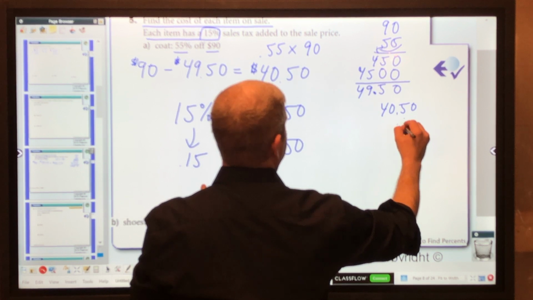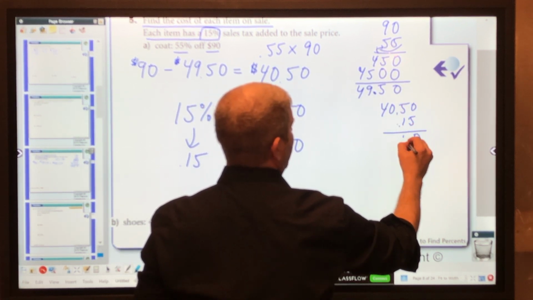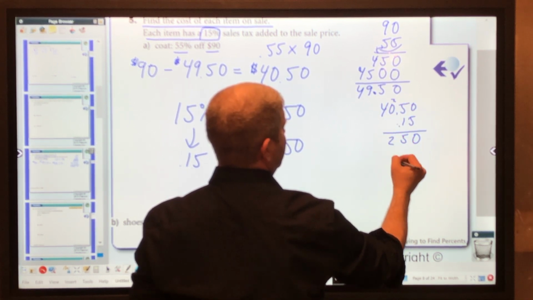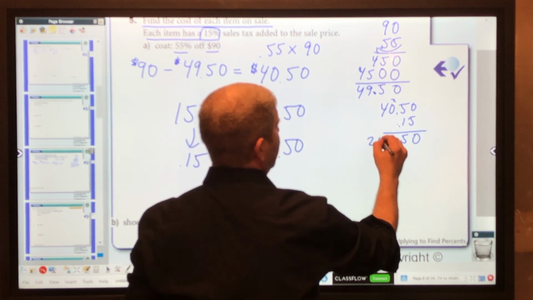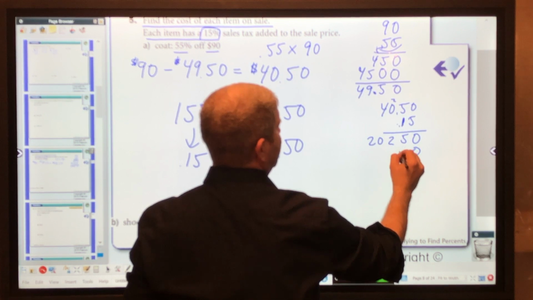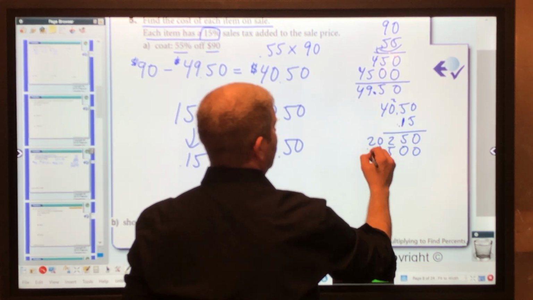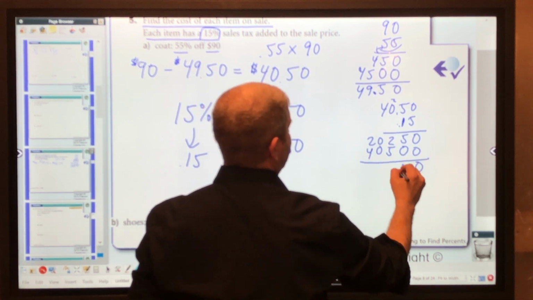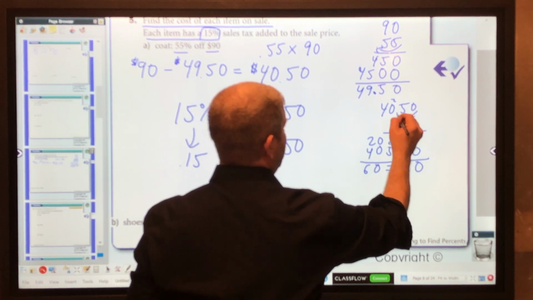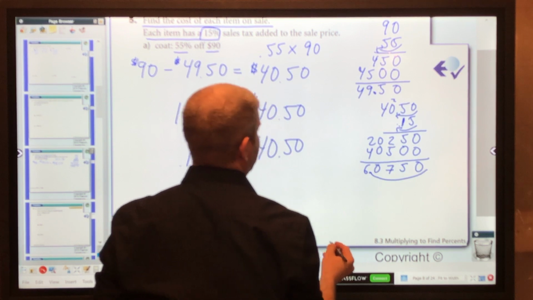multiplied by 0.15. 5 times 0 is 0. 5 times 5 is 25. Carry the 2. 5 times 0 is 0 plus 2, so 2. 5 times 4 is 20. Bring down a 0 for the place for the 1 here. 1 times 0 is 0. 1 times 5 is 5. 1 times 0 is 0. And 1 times 4 is 4. Now we're going to add. 2 decimal places, 2 decimal places. So 4 decimal places. That's where my decimal is going to go.